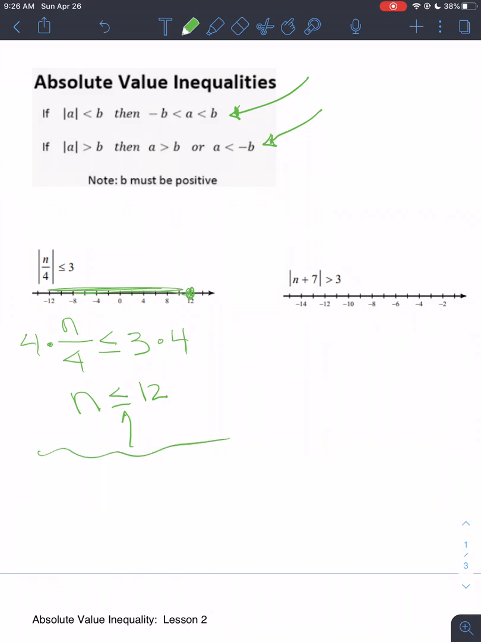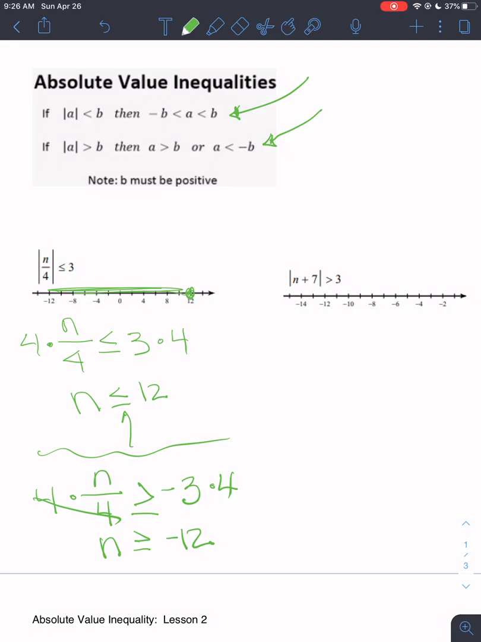We're going to do it again. This time we're going to flip the sign and we're going to make that a negative 3. So we're going to make it a greater than or equal to and make it a negative 3. Again, we're going to multiply both sides by 4. So that's going to give us n is greater than or equal to negative 12.